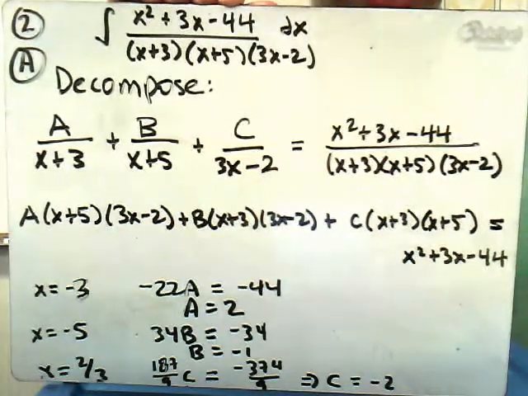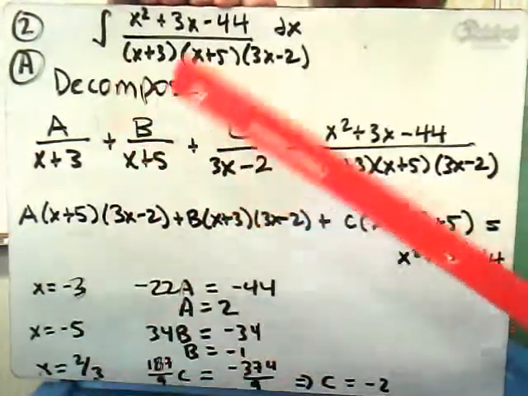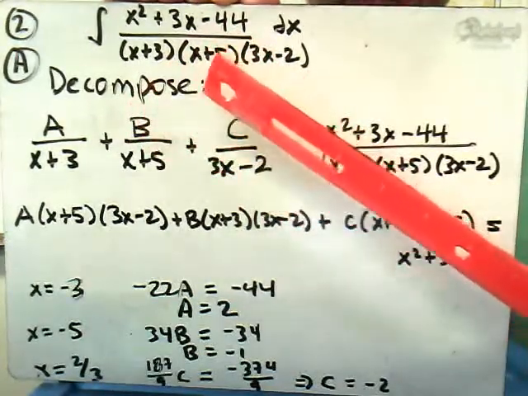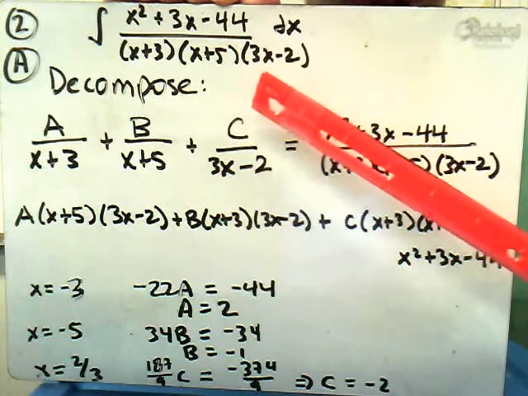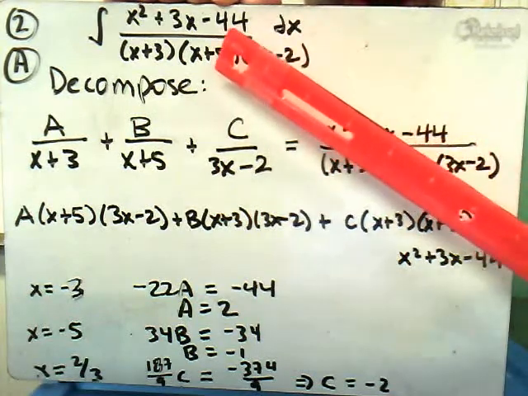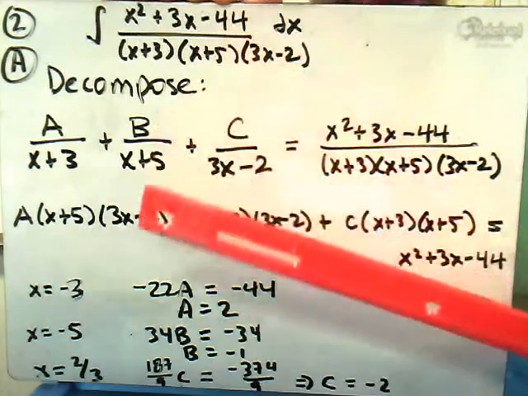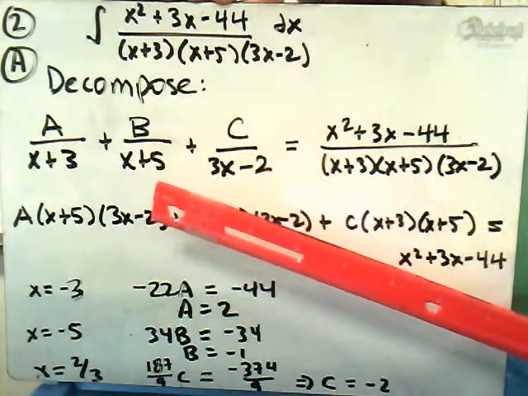Now, what do you do in circumstances where you have three factors? In this case, we have x plus 3, x plus 5, and 3x minus 2. And the difference also between this and the previous problem is that we now have some sort of a quadratic on the top. Well, the basic idea is pretty much the same.